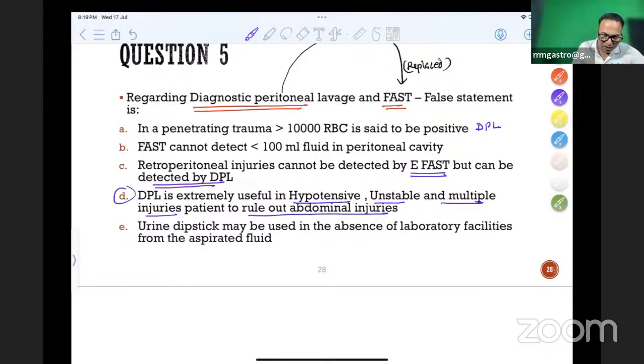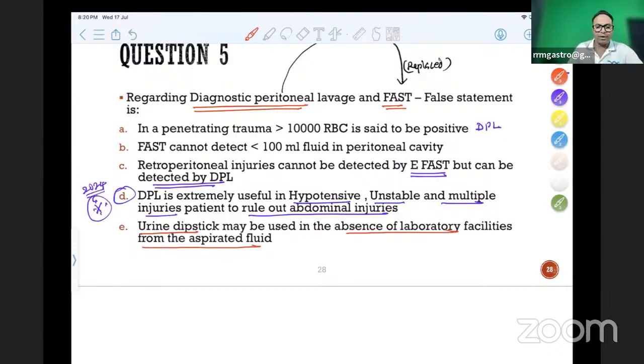This is the only indication of DPL in 2024. In 2024, the only indication of DPL is when the patient is dying and you cannot take him into any further management. So this is extremely useful in hypotensive, unstable, multiple injury patients to rule out abdominal injuries. A urine dipstick is available. Instead of going for a lab value, you can also do a urine dipstick, which may be used in the absence of lab facilities, on aspirated fluid.